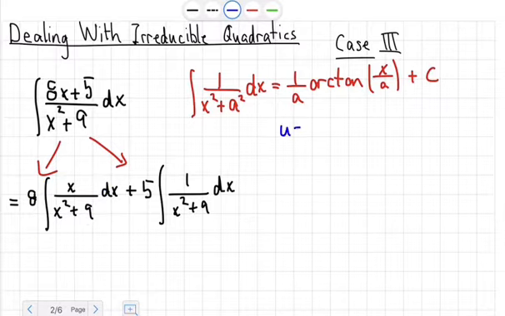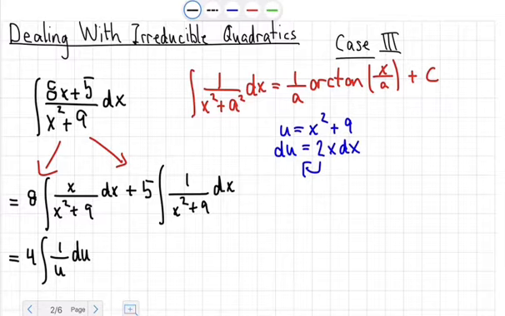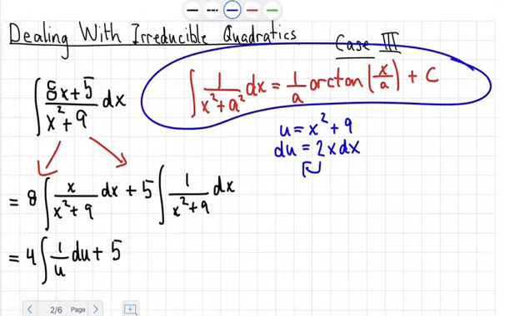We have u equal to x squared plus 9, and so du is going to be 2x dx. Bring the constant 2 over to the other side, and now we can sub everything back in. So we have 8 divided by 2, which is 4, and the integral of 1 over u.